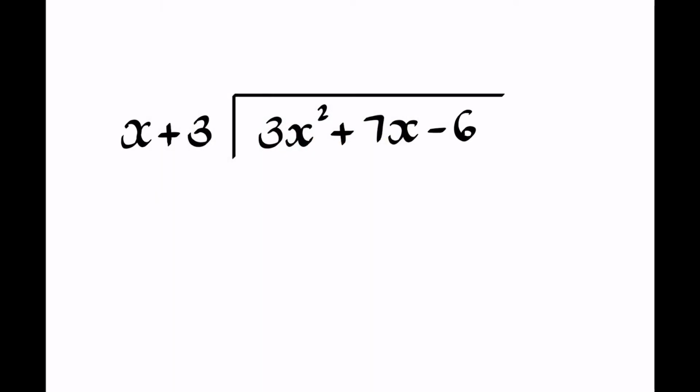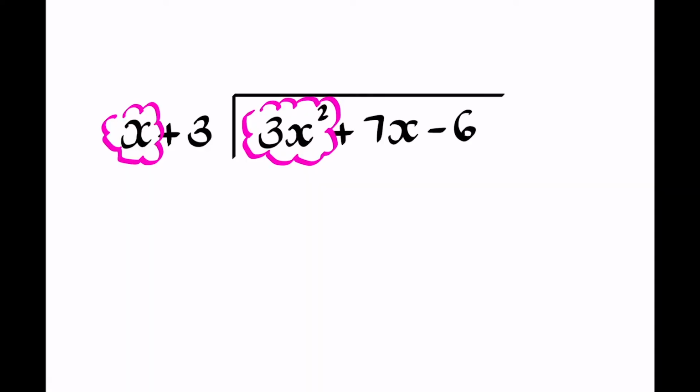We are going to start with our highest degree of each of the expressions. So our highest degree will be the x in the x plus 3, and it will be the 3x squared. So what I'm going to do is divide the 3x squared by the x. Now remember, we're just going to keep it in columns. So we're going to keep the x squareds together, the x's together, the constants together. Okay, so 3x squared divided by x is 3x.